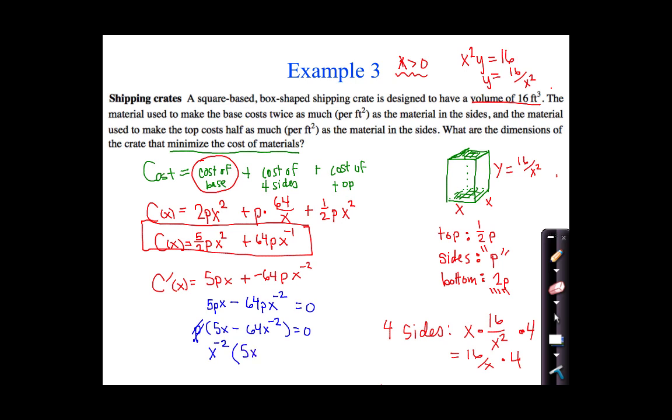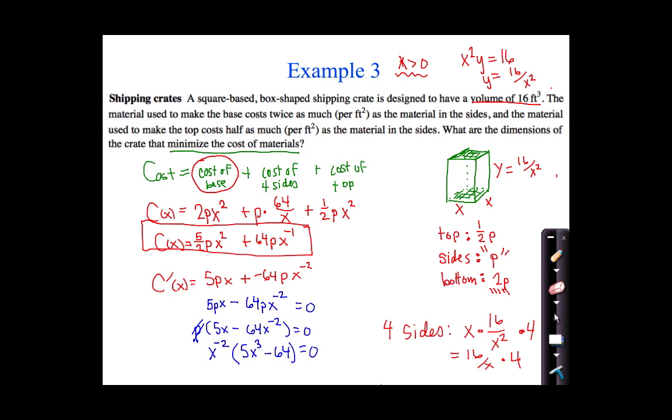5x cubed minus 64, which maybe looks more normal. I know that this part isn't going to be 0, because that's 1 over x squared, not equal to 0. So maybe this is. And this looks more like a normal sort of algebra equation. 5x cubed minus 64. When is that equal to 0? Oh, the subtract and divide sort of solving. This one involves a cube root.